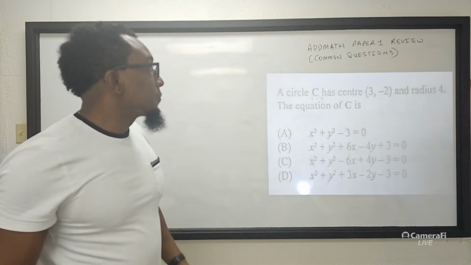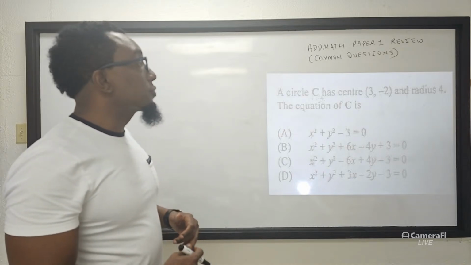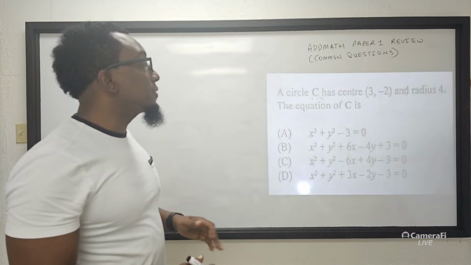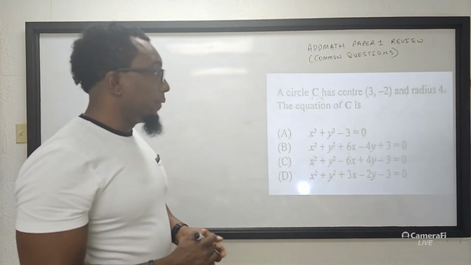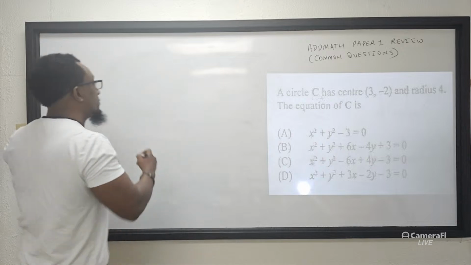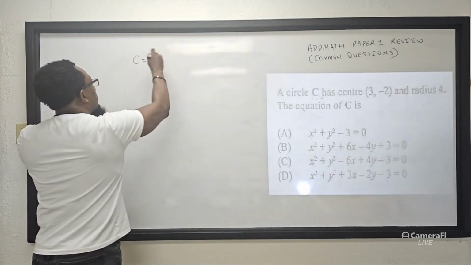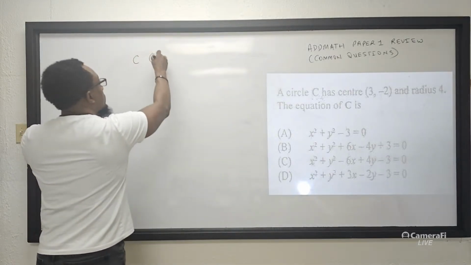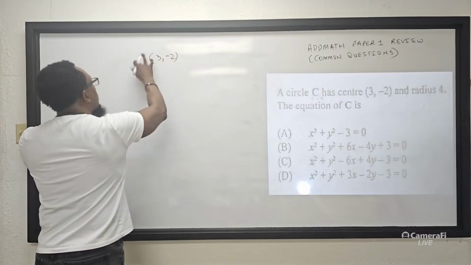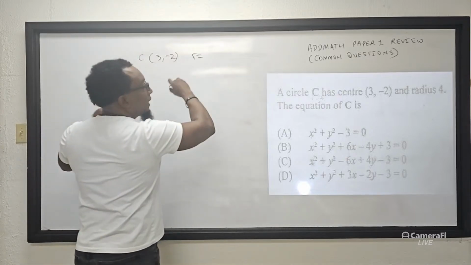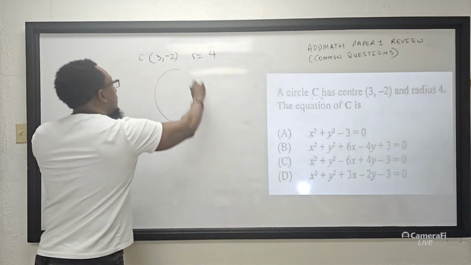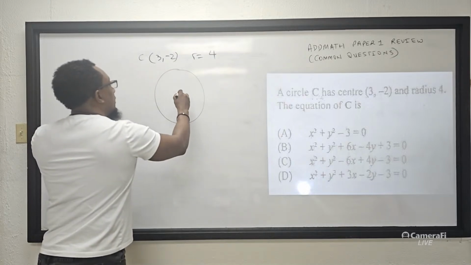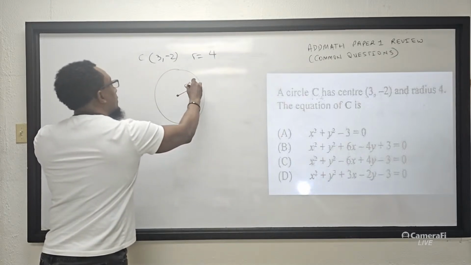Alright, so we're looking at the equation of a circle here. A circle C has center 3, -2 and radius 4. What is the equation of the circle? So the center C has coordinates 3, -2 and the radius it is 4. So you know with a circle, you have the center, and that's a radius.